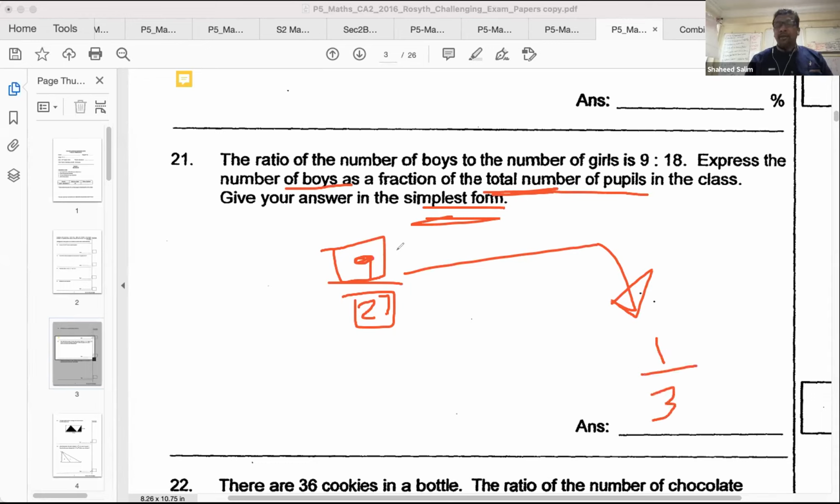You can divide by 9 straight. Divide by 9, 1 over 3. Well done. Remember, this is not the full answer, okay?